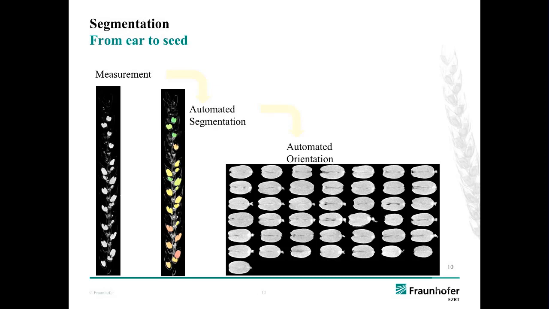So now we have nice images, what can we do with the nice images? We did automatic image segmentation. So on the left-hand side, you see the measured ear, just one slice of the measured data, so that's not a full volume. And then we developed an algorithm which can figure out which seeds are in there and find the individual seed within the ear. And they are marked in some colors.